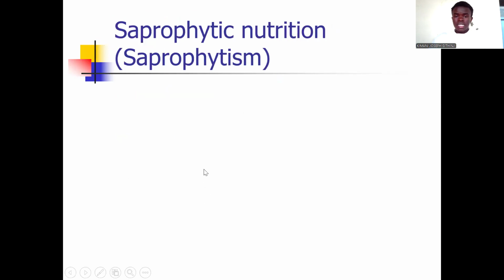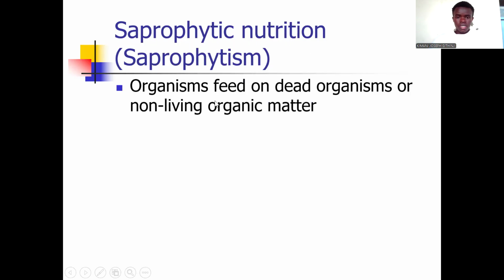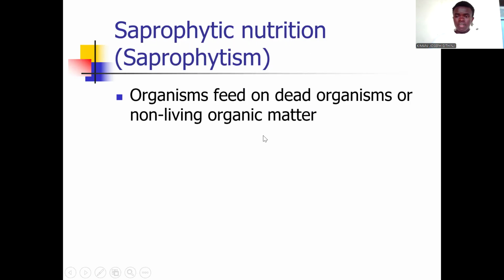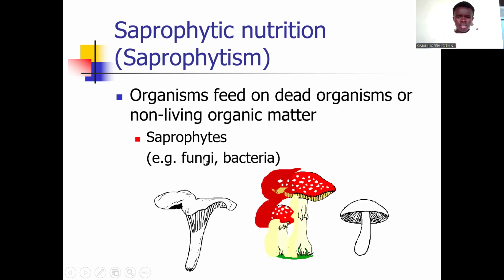Now, saprophytic type of nutrition. Remember, I started with autotrophic, and now we are in heterotrophic. Under heterotrophic, we've already discussed the holozoic type of nutrition. Now, saprophytic is still under the heterotrophic mode of nutrition. Here we find organisms that depend on dead decaying matter for their food substances. They feed on dead organisms or non-living organic matter. They are known as saprophytes. Examples are fungi and bacteria.